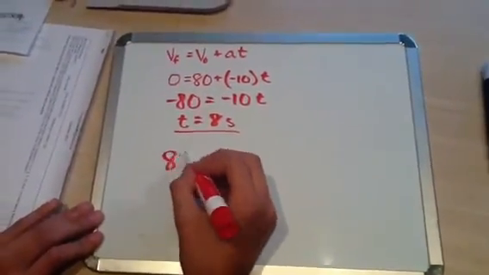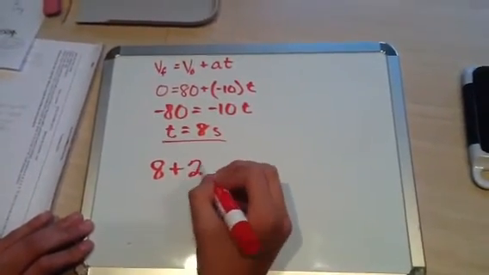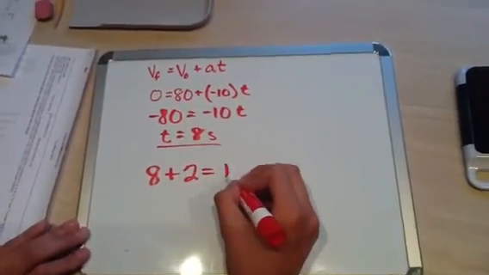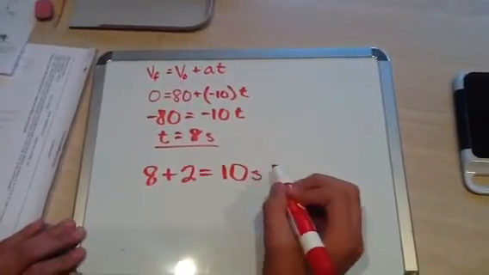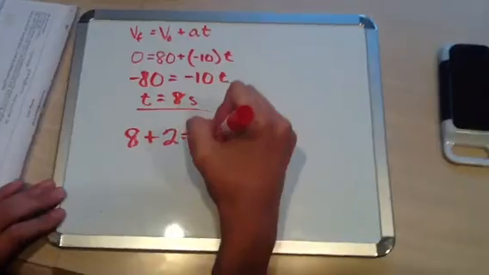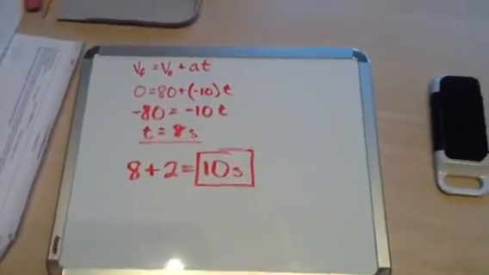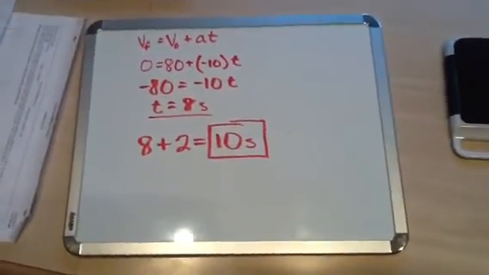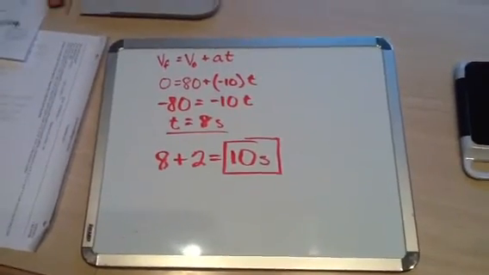So we add 8 seconds to 2 seconds, and that is the amount of time that elapsed before reaching the maximum height. And that's the end of our physics problem.